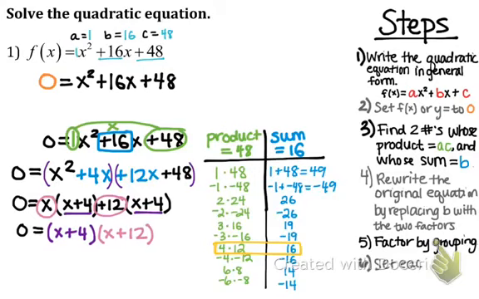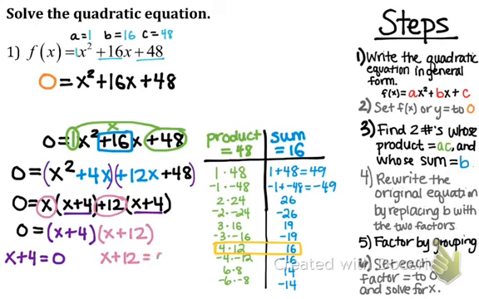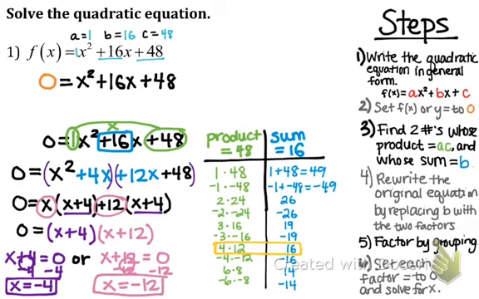Finally, we are going to set each of our factors equal to 0 and then solve for x. So our first factor is x plus 4 is equal to 0, and our second, x plus 12, is equal to 0. We set these equal to 0 because we are using the zero product property. So we just subtract 4 for my first solution of x is equal to negative 4, and subtract 12 for my second solution of x is equal to negative 12. So we have x is equal to negative 4 and x is equal to negative 12.